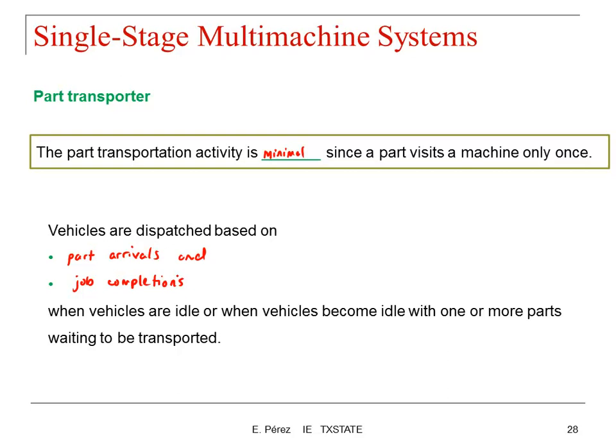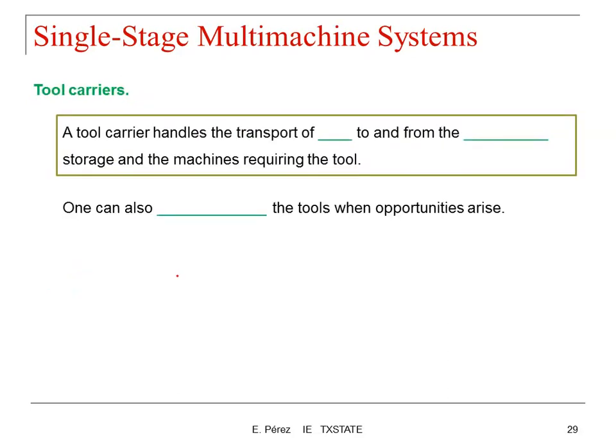So that's for the parts. We're going to have also some tool carriers. So the tool carrier handles the transport of tools to and from the centralized tool storage and the machines requiring the tool. One can also reallocate the tools when opportunities arise.